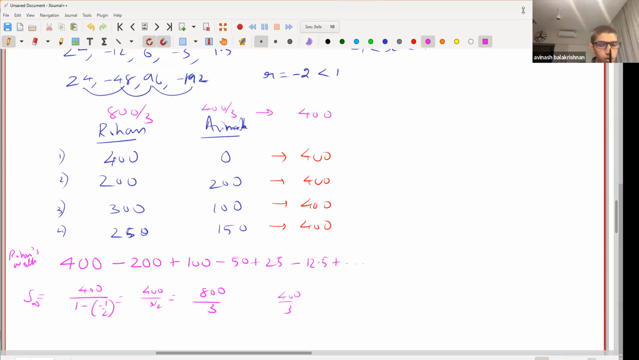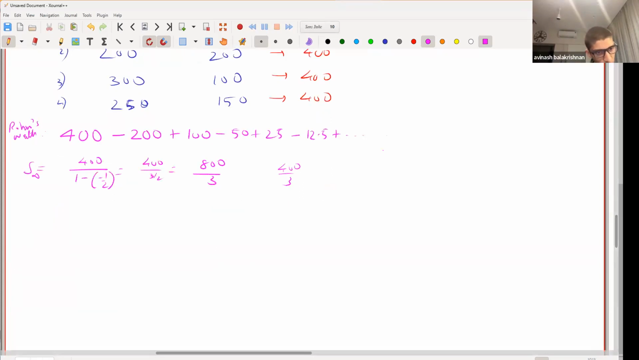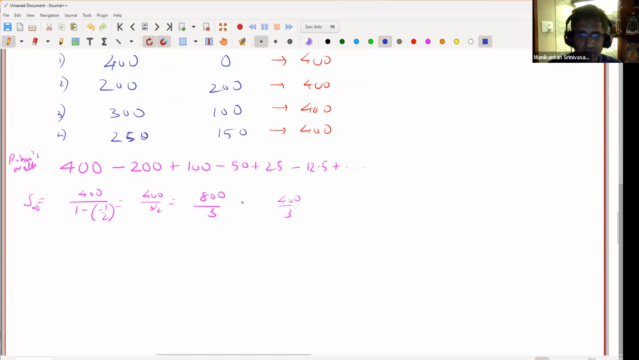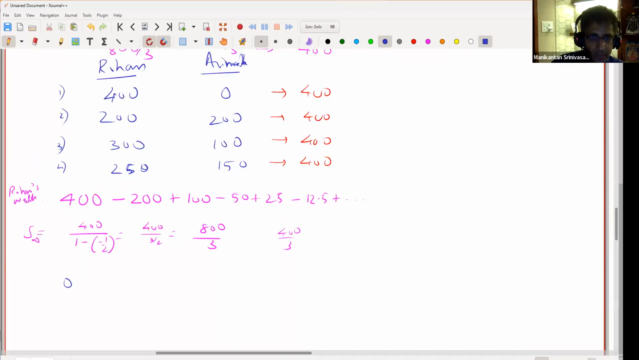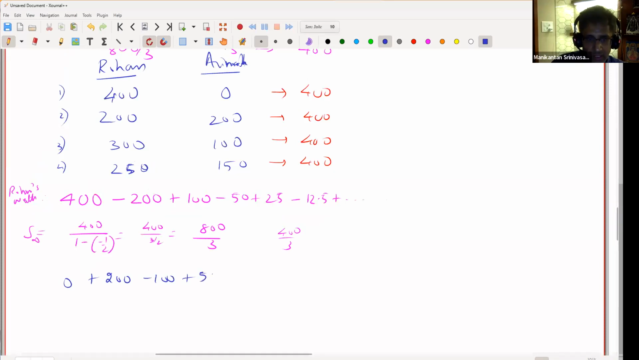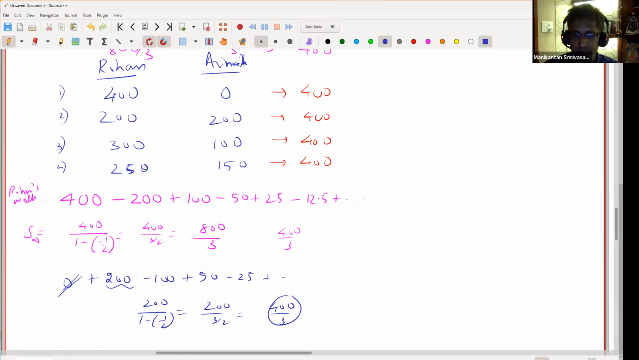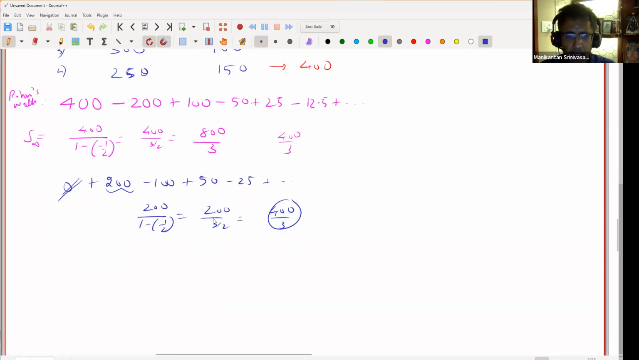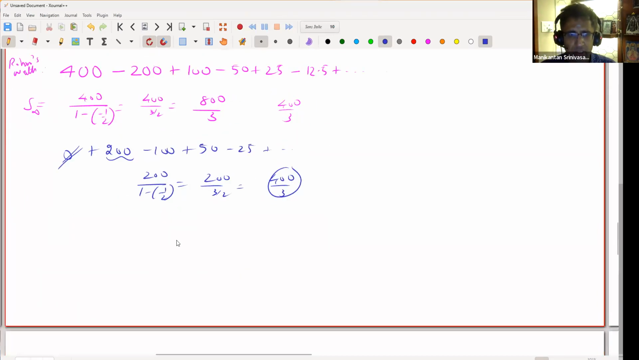And Avinash will have 400 by 3. If you want to do Avinash separately, Avinash's wealth started off with 0, and then he gained 200, lost 100, gained 50, lost 25, and so on. I can ignore the 0 and start my geometric progression here. So A by 1 minus R: same thing, 200 upon 3 by 2, which is 400 by 3. Okay, so that's arithmetic progression and geometric progression.